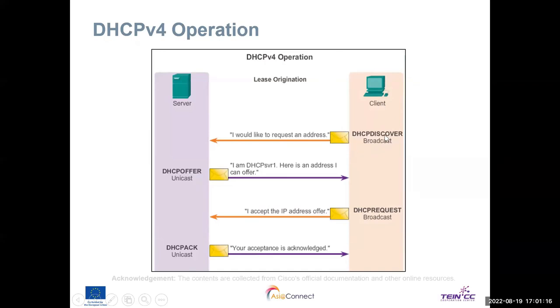The client sends a message called a DHCP discover message, and then the server sends the IP address. There are two other messages, request and acknowledgement. I'm not going into the details. I'm just saying that in DHCP operations there are four messages between the DHCP client and the server: discover, offer, request, acknowledgement. After these messages, the client will have an IP address.